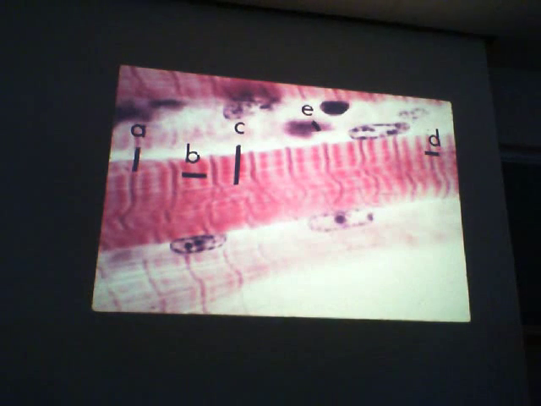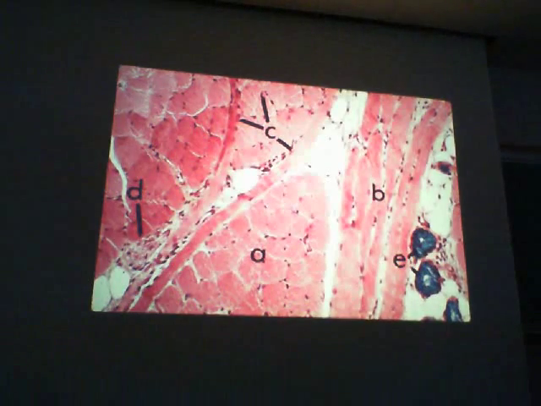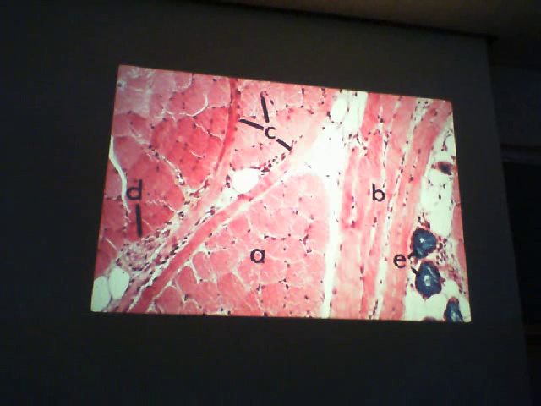And there again we see the I band, and there's the, I'm sorry, that's the H band. There's the A band right there. There's the I band, and that's the Z line. This is from an insect, so these are kind of accentuated. You won't see them nearly that clearly in the laboratory. Okay, this tissue right there, what is that? That's skeletal muscle in cross-section.